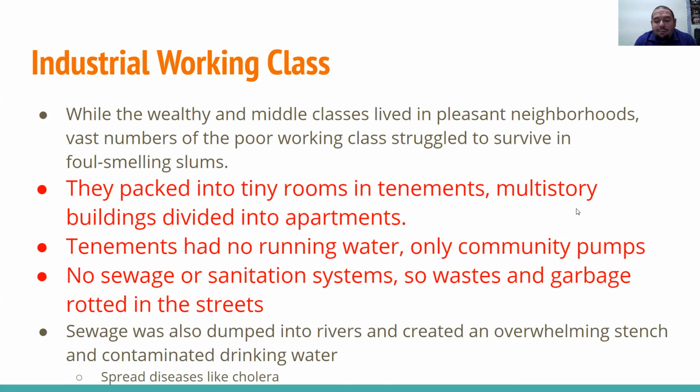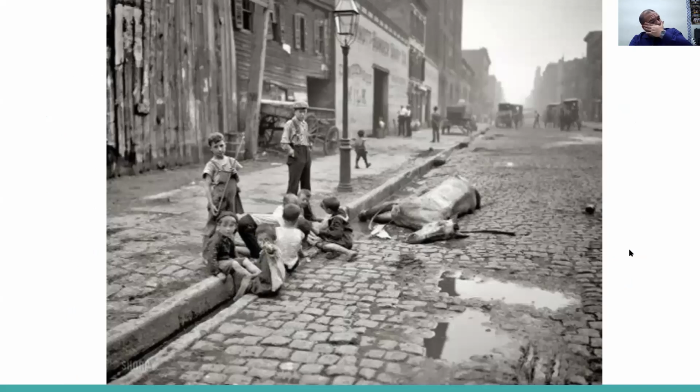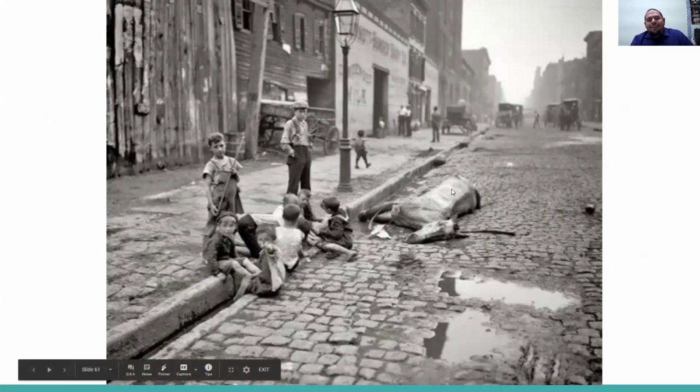Sewage would also be dumped into rivers, creating overwhelming stench and contaminating the drinking water. And it's going to spread diseases like cholera, which is drinking dirty water. Gross. So here's an image of a tenement building. Here's a dead horse. The dead horse has no value and it's literally rotting in the street, and you got little kids playing next to a dead horse. Talk about coronavirus.